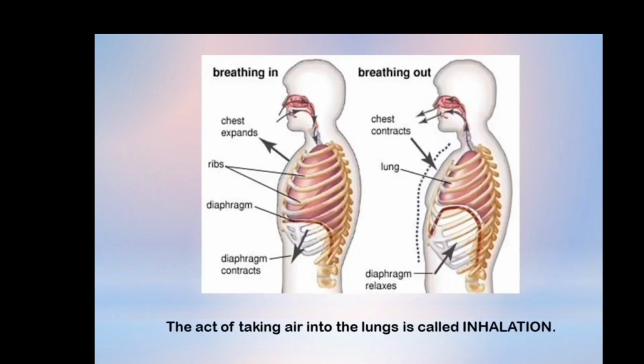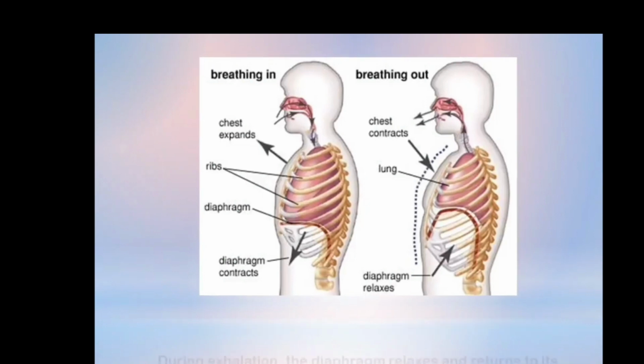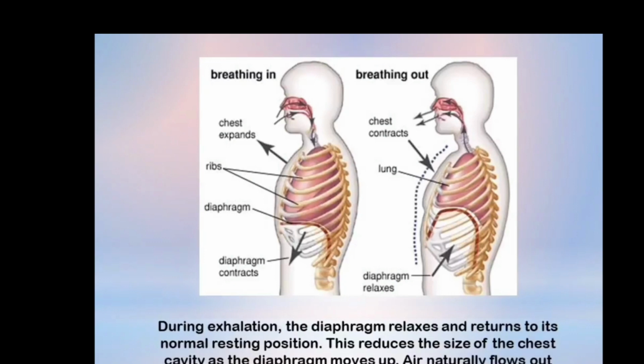During inhalation, as shown in the figure, the diaphragm contracts. This causes the chest cavity to expand as the diaphragm moves down, allowing air to move into the lungs. During exhalation, the diaphragm relaxes and returns to its normal resting position. This reduces the size of the chest cavity as the diaphragm moves up.